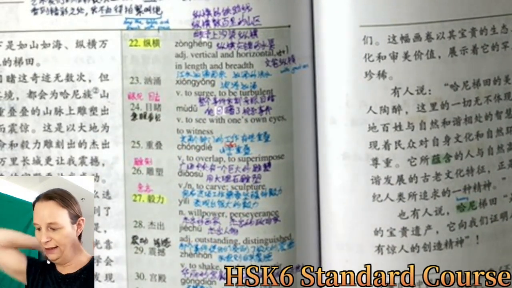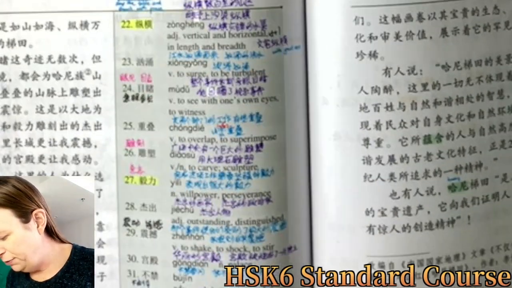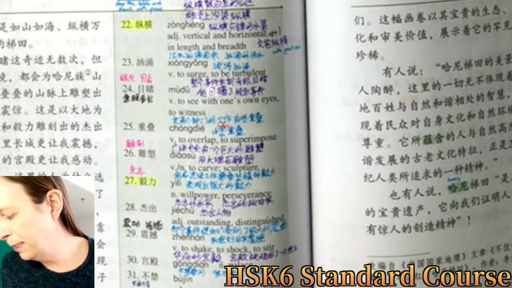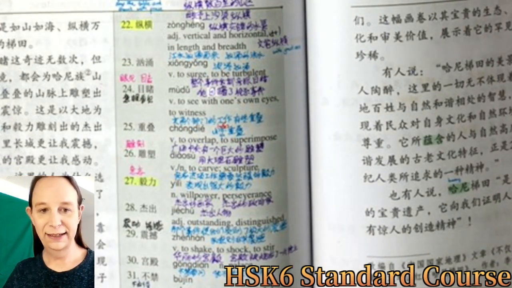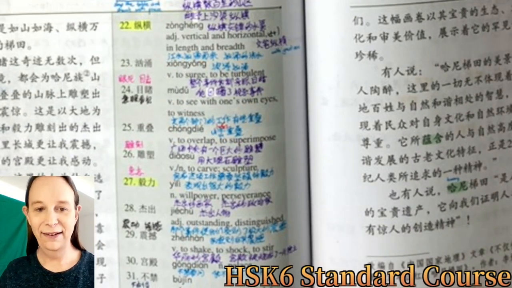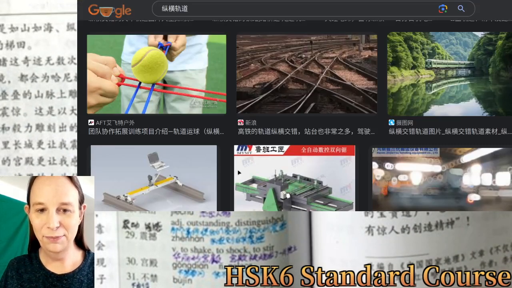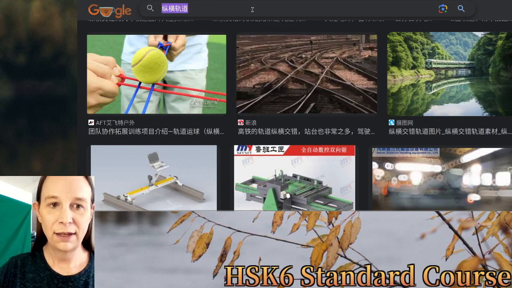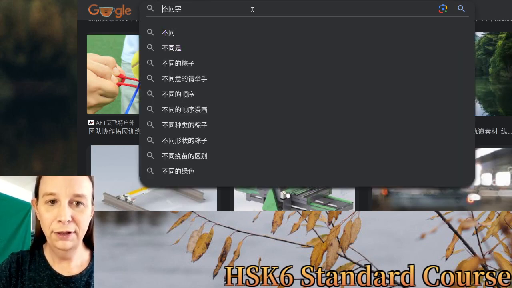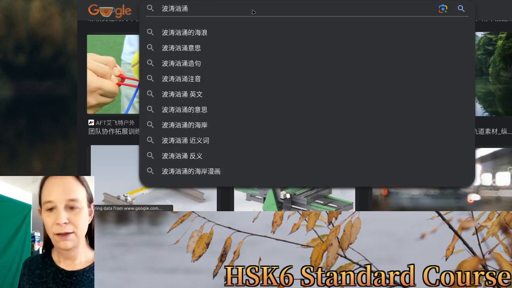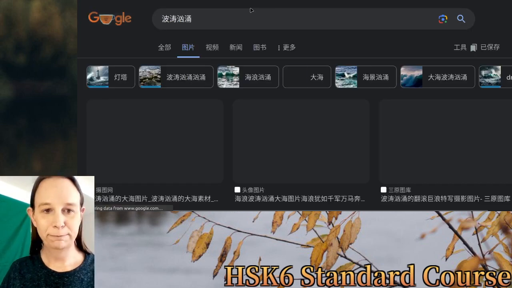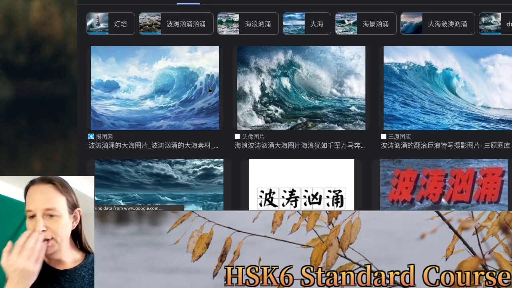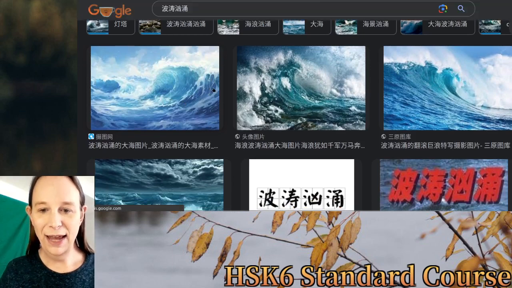汹涌. Are we going to get 波涛汹涌? I'm not sure. 汹涌. All right, before we go to 汹涌, let's look at 波涛汹涌. 波涛汹涌.